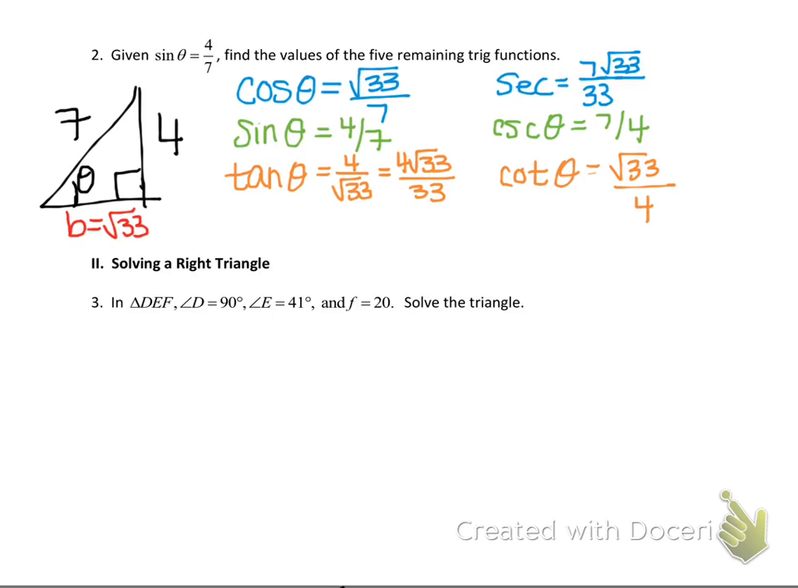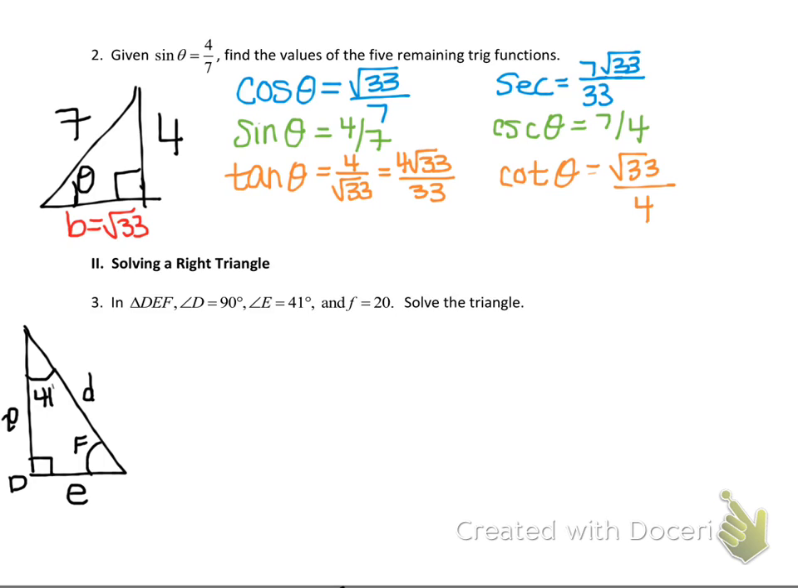Okay, so when you're asked to solve a right triangle, pretty much all this means is find all the angles and all the sides that are not given. So I'm going to draw a triangle based off of what is given. What do we know? We know that we have an angle of 41 degrees, and this is angle E, so this is side E. We know we have a side of 20, which is side F, so this is angle F. And then we know that D is 90 degrees, so D is a side we don't know.